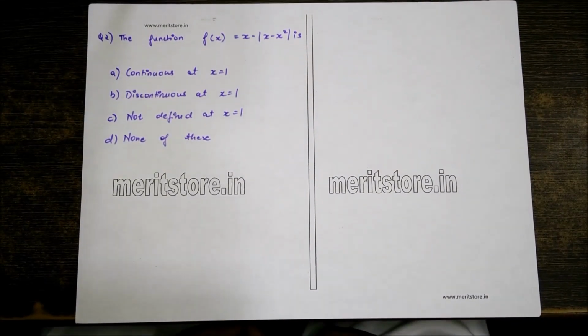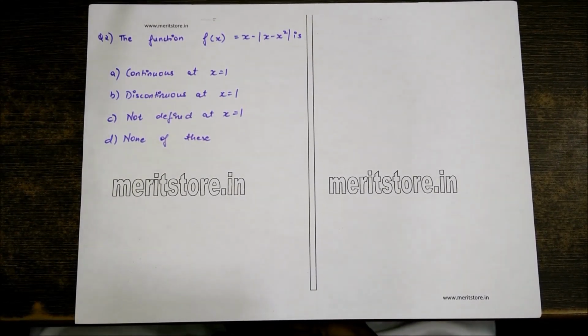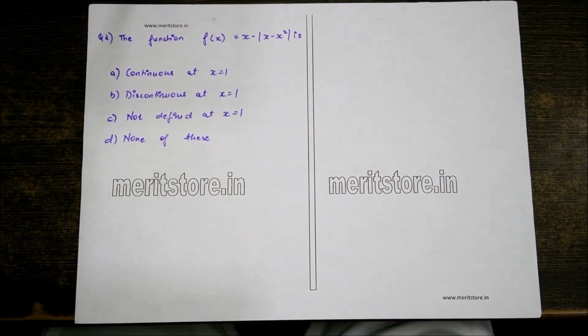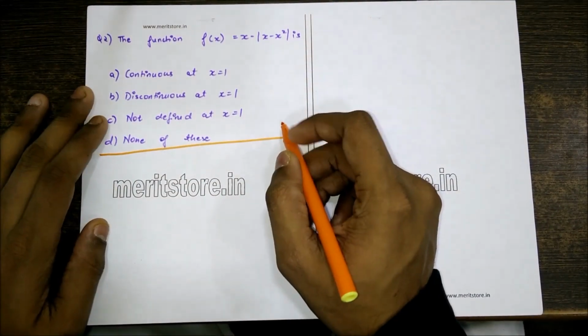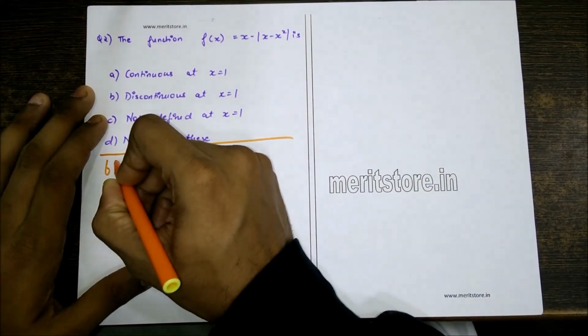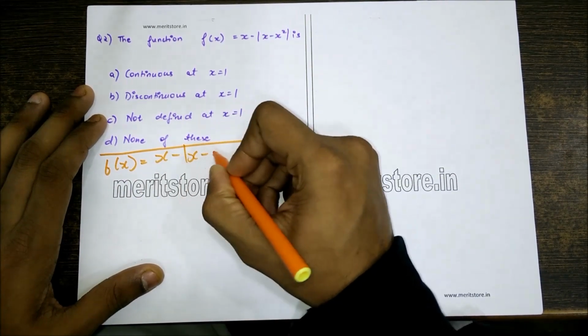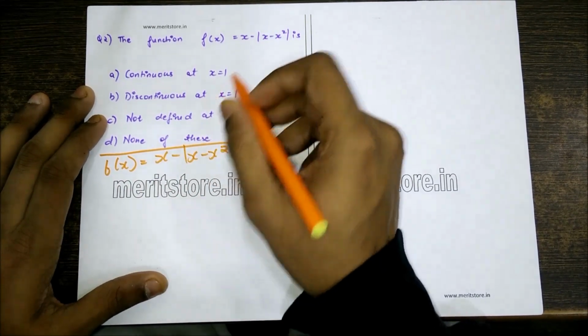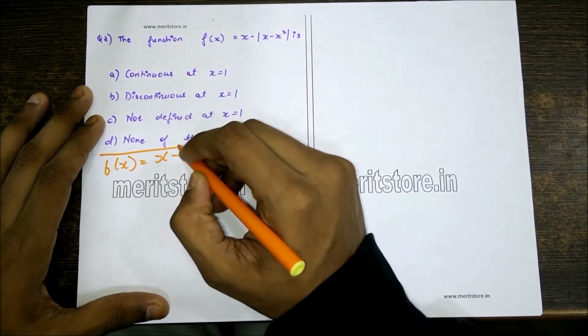The function f of x equals x minus mod of (x minus x square) is a) continuous at x is equal to 1, b) discontinuous at x is equal to 1, c) not defined at x is equal to 1, or d) none of these. So first we'll write f of x is equal to x minus mod of (x minus x square) as given. Then we'll write all these four conditions.